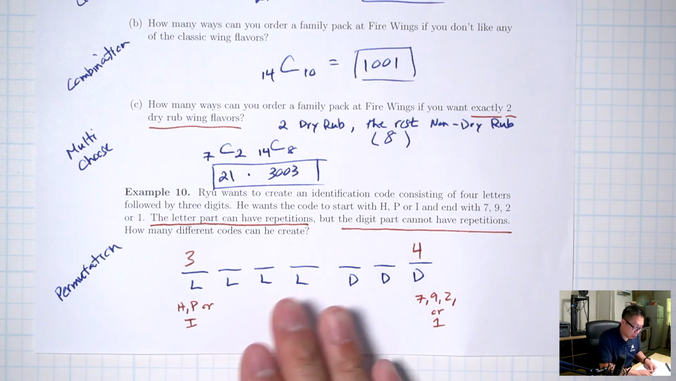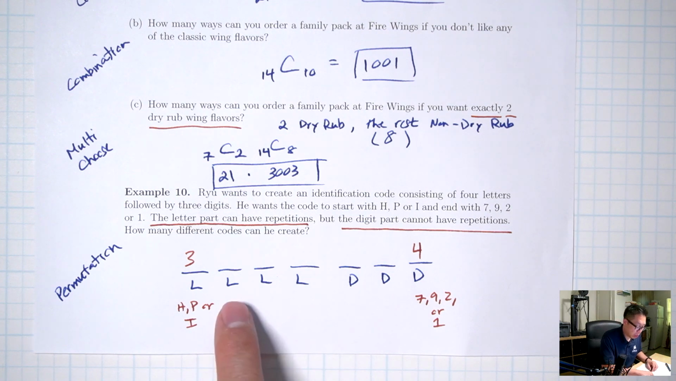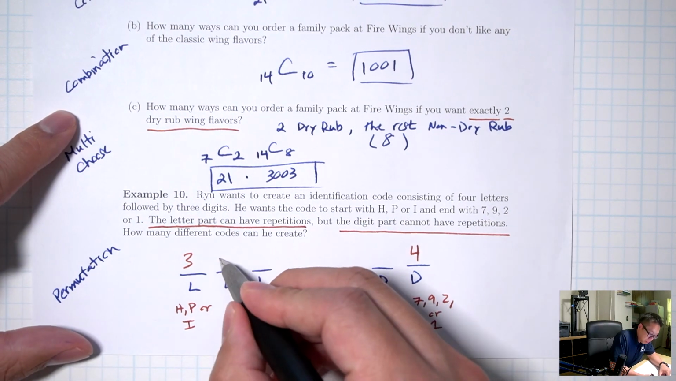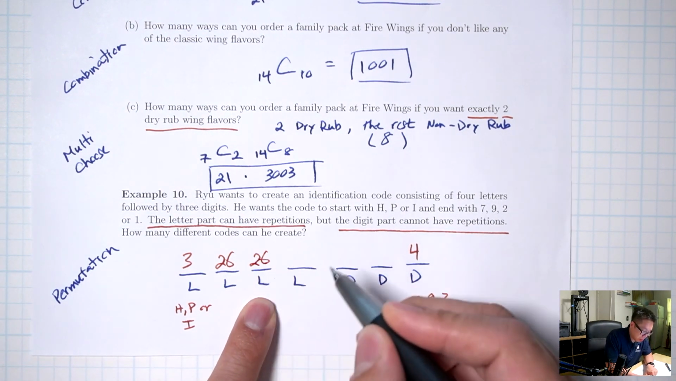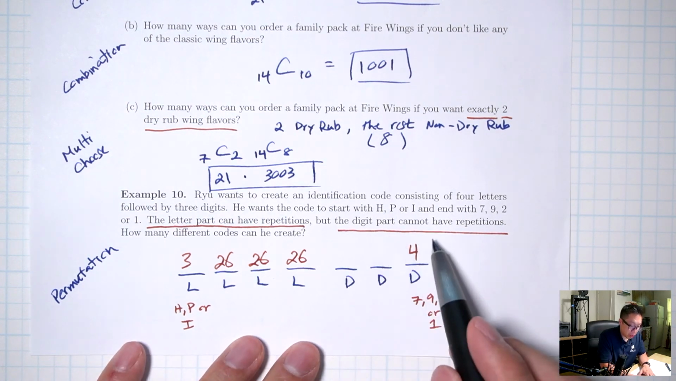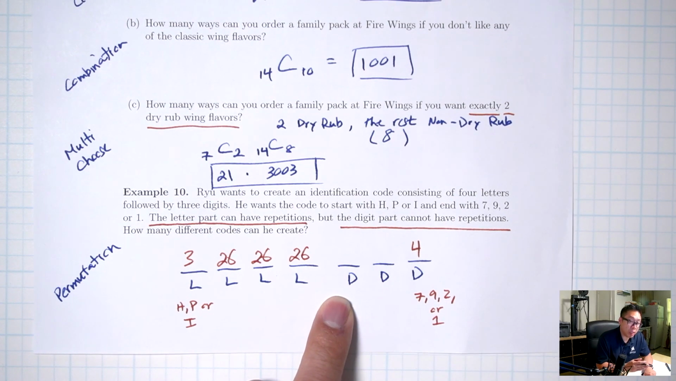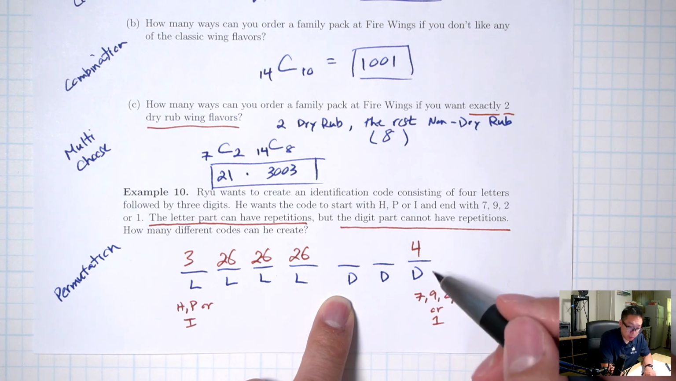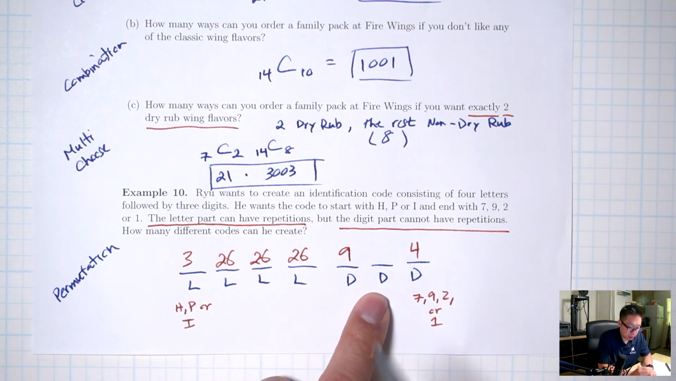Okay, so the letter part, I'm allowed repetitions, so I can use the full number of options. Letters A through Z, that's 26. I'm allowed to repeat, so I can use the full options, 26, 26. The digit part cannot have repetitions, okay? So for this digit, 0 to 9, normally that would be 10, but I have to keep in mind that I used 1 digit already, so I should be down to 9. And then for the same reason, down to 8.